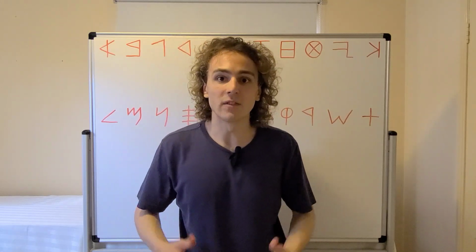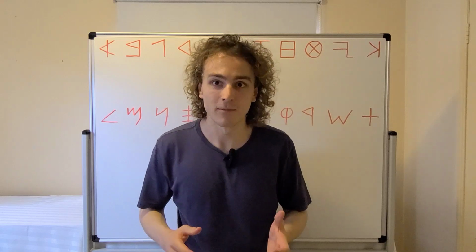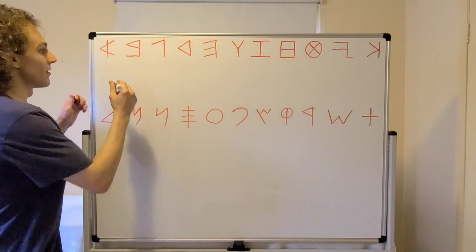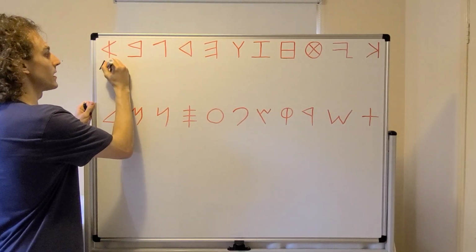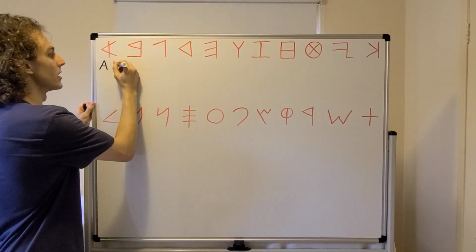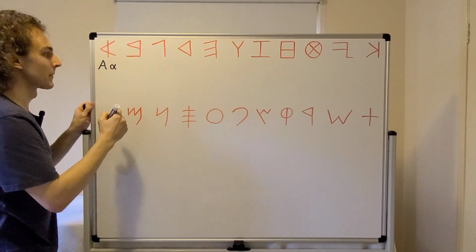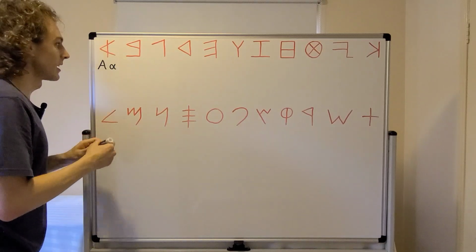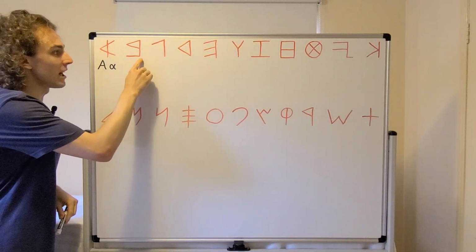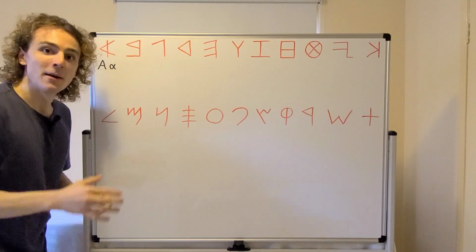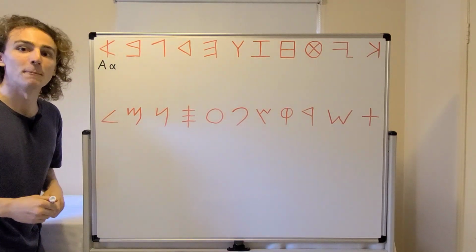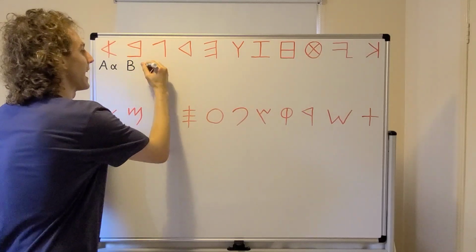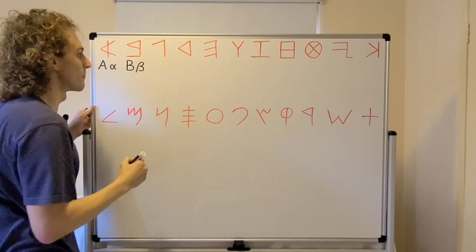The first letter in the Phoenician alphabet is Aleph. Aleph corresponds to the Greek alpha. This is the uppercase alpha, and this is the lowercase alpha. The uppercase alpha can also be called the capital version of alpha. The second letter in the Phoenician alphabet is Bet. Bet corresponds to the Greek beta. This is the uppercase beta, and this is the lowercase beta.